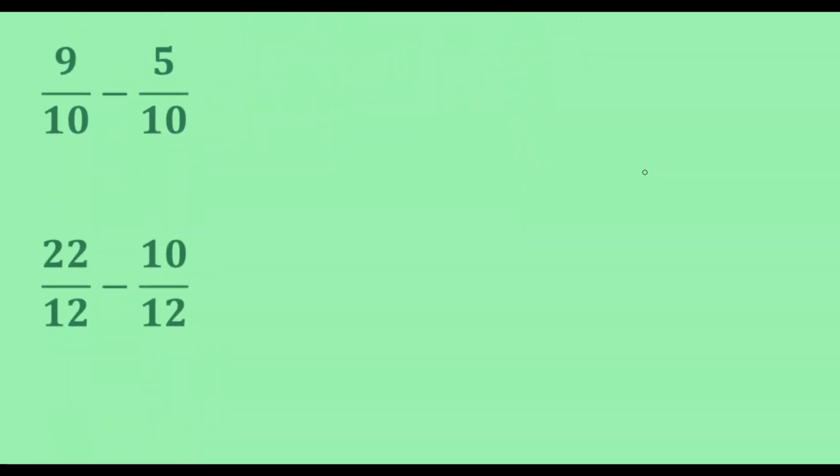Now let us have a look at the next problem. In this problem, we have 9 over 10 minus 5 over 10. Now the denominator for the first fraction is 10, and the denominator for the second fraction is also 10. So both these fractions have the same denominator, and so what we're going to do is write the difference of the numerators over the denominator of 10. And what are the numerators? The numerator of the first fraction is 9, and the numerator of the second fraction is 5. So in the numerator of the resultant fraction, we will have 9 minus 5. 9 minus 5 is 4, and we divide this by 10.